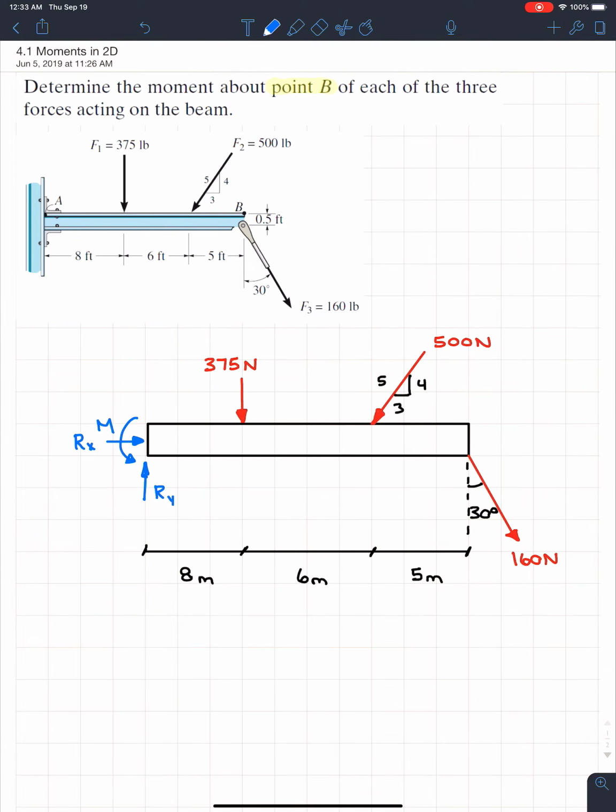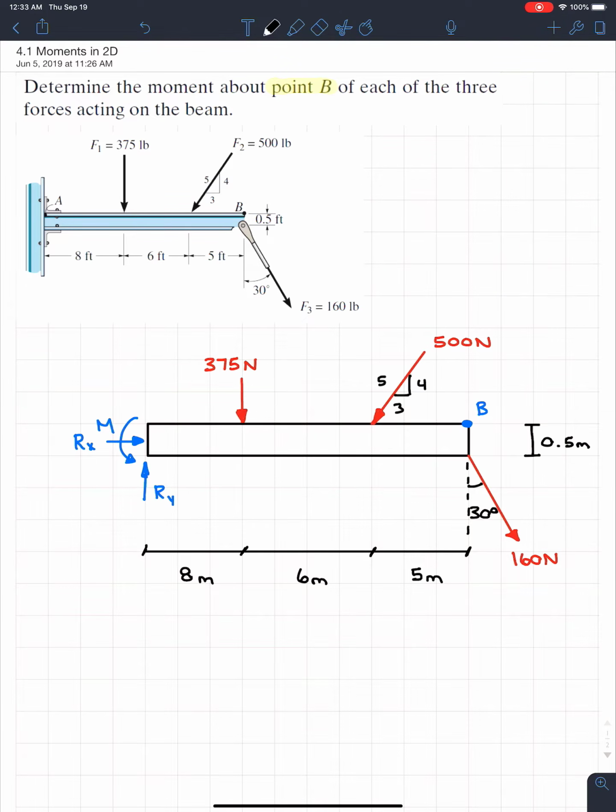What we do want for this question, though, which is probably very good to have, is it wants us to take the moments about point B. So I'm just going to label point B, and that also showed me I'm actually missing a distance. We also care about this distance, which is 0.5 meters.